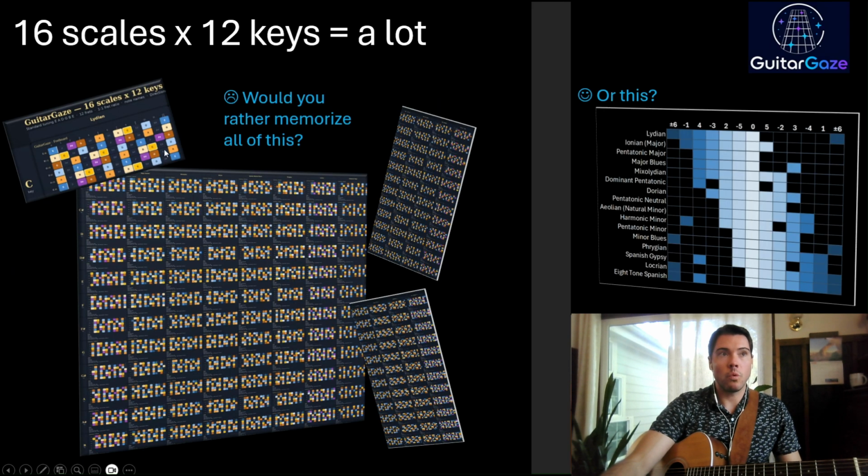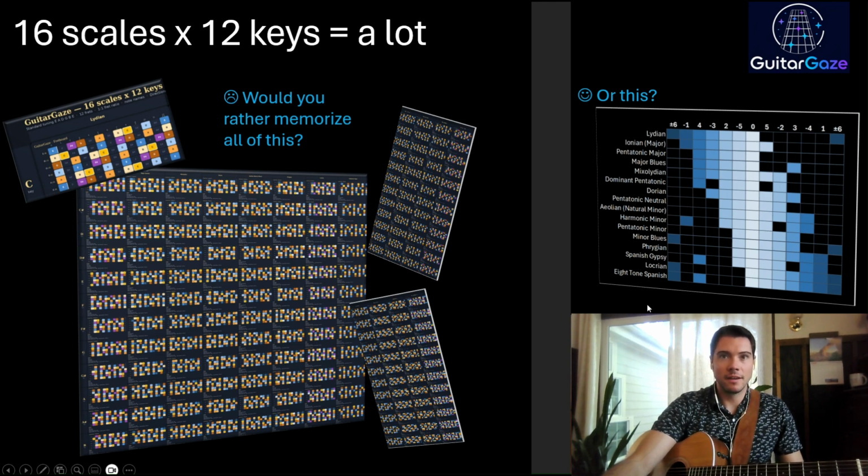Just to show what the alternative would be if I weren't thinking of things isomorphically and numerically, then rather than learning a smaller structure that can be applied to any key, if you're wanting to play scale runs faster, you do need to memorize scales across all 6 strings and 12 frets in all 12 keys for all 16 different scales. And this is all of that information here on the left. That is what you would have to memorize.